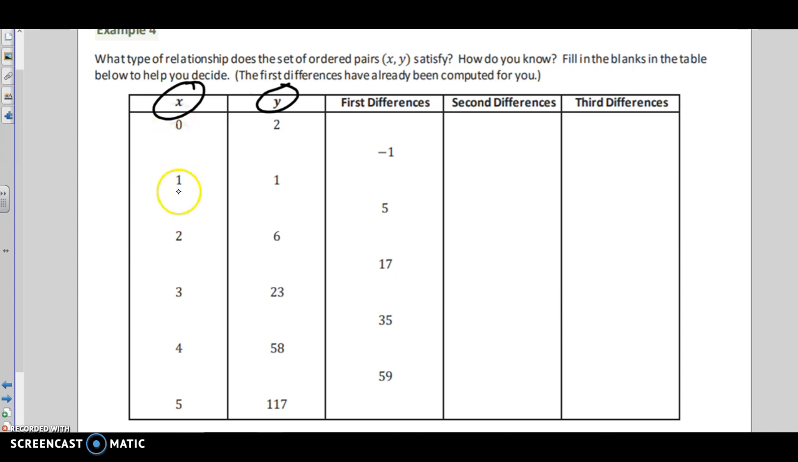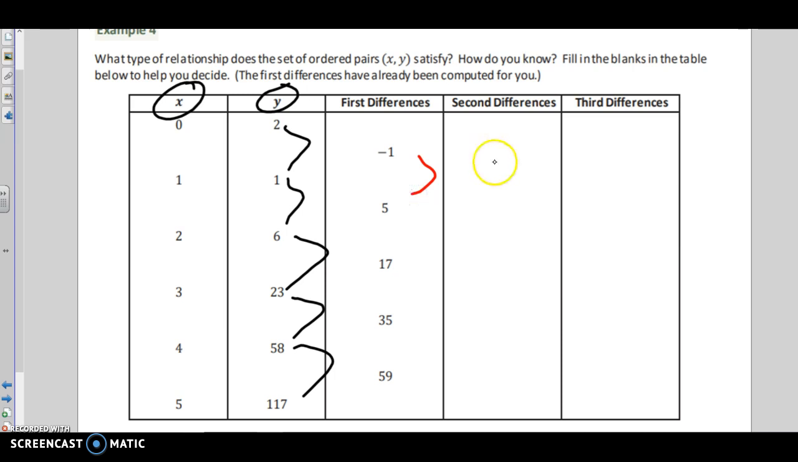Because my x's are 0, 1, 2, 3, 4, and 5, I'm looking at the differences in y. We got those first differences from 1 minus 2, 6 minus 1, 23 minus 6, 58 minus 23, and 117 minus 59. This was given information to us in x and y; they did the first difference for us. So we're going to do the second difference to see if it's constant and therefore quadratic.